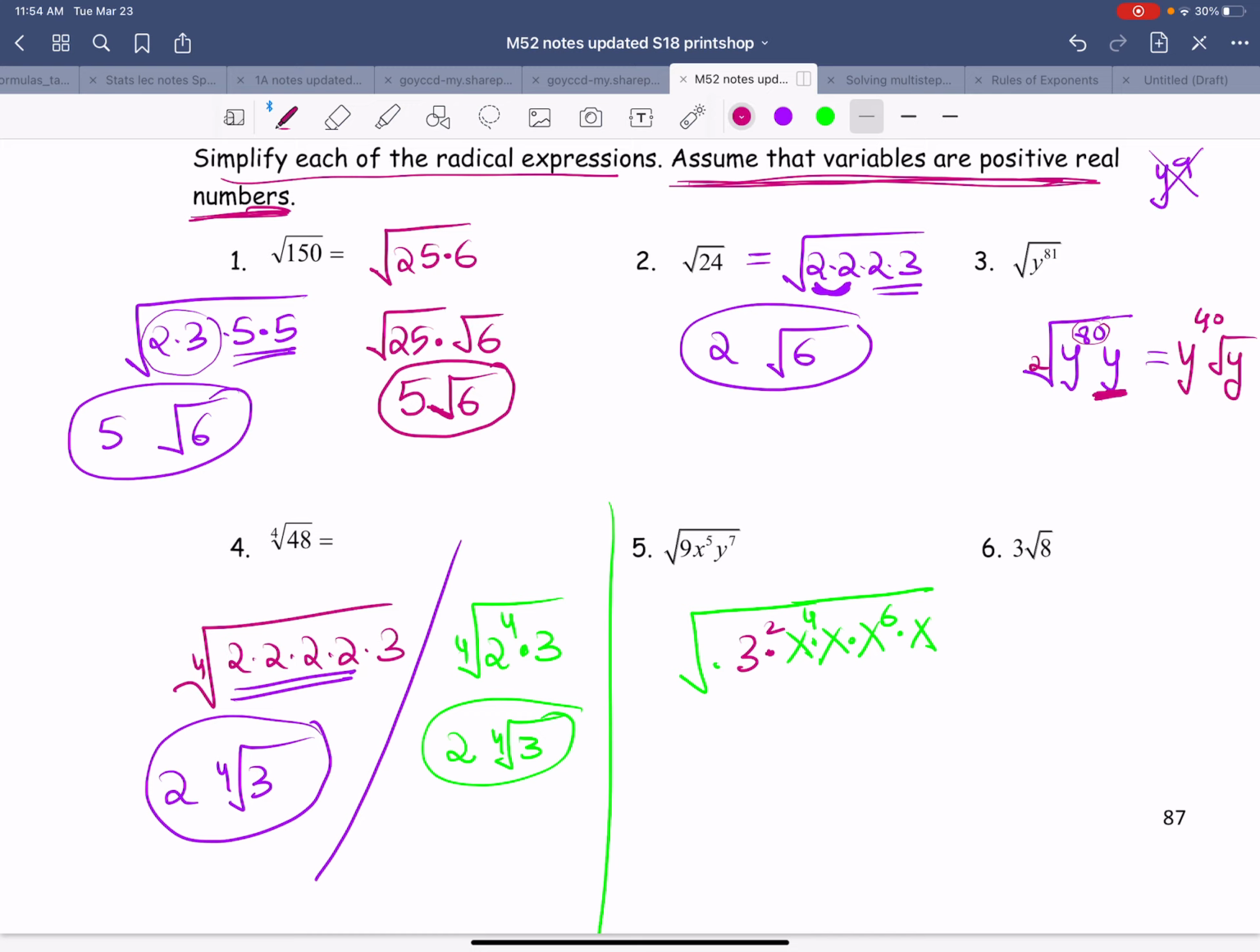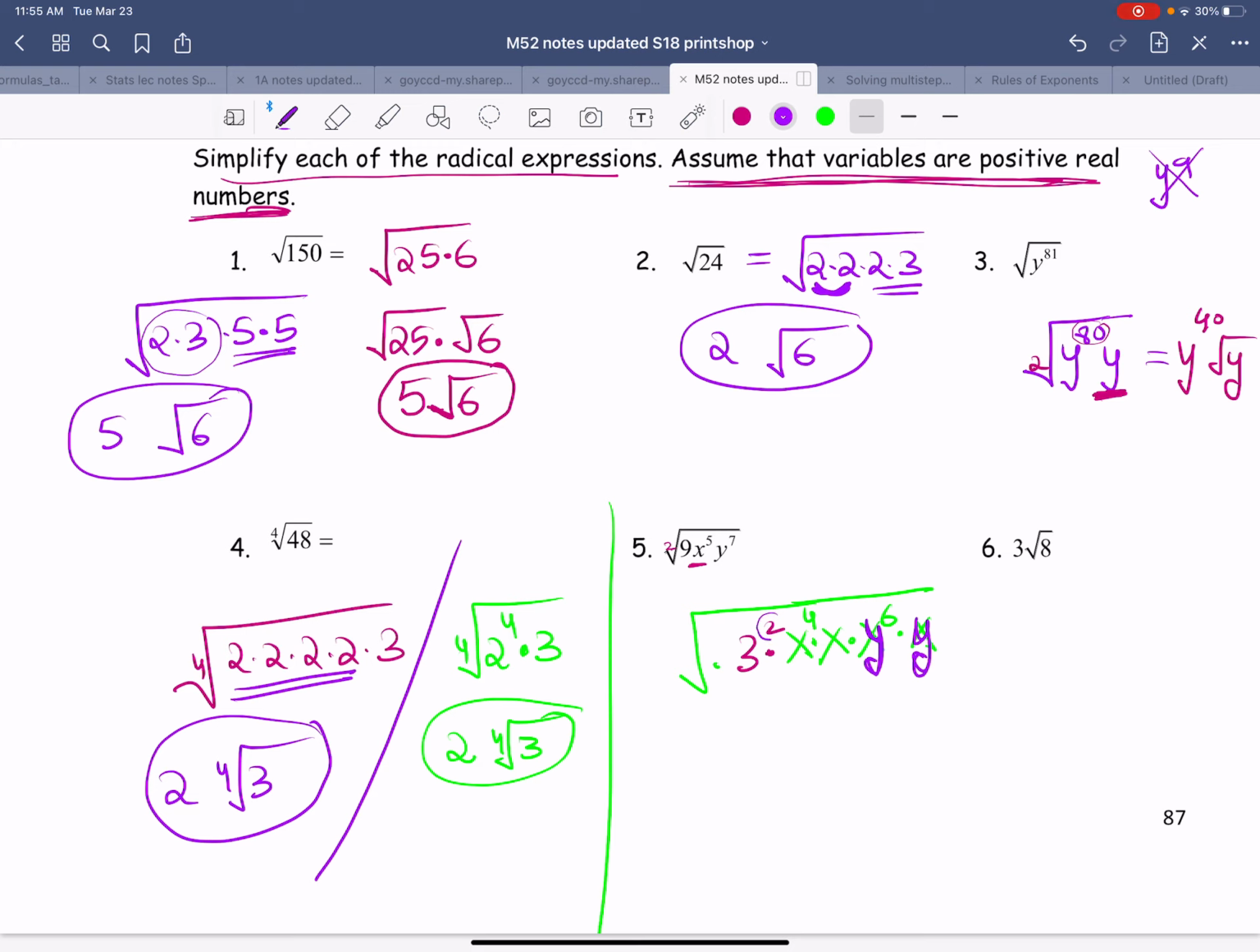You might wonder, why did I break x to the 5th? Because 5 doesn't divide evenly with the 2. 2 is the index. So I'm trying to break the 5 so that I have the largest multiple of 2 as the exponent for the x here. And I made one more mistake. This is not x, these were the y's.